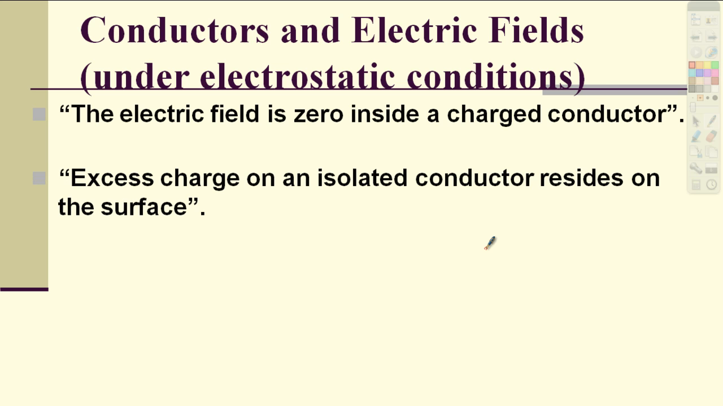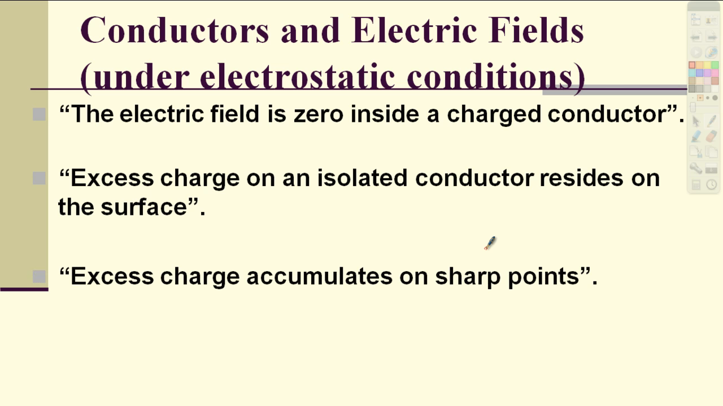Excess charge on an isolated conductor resides on the surface of it. So on that cage at the Museum of Science, all the charge is on the surface. There's none on the inside. It's all on the outside. That's why it's safe to be in there. And excess charge accumulates on sharp points. So if that was like a box that the person was in at the MOS, there'd be more charge on the points than there would be on just the straight lines that make up the box.